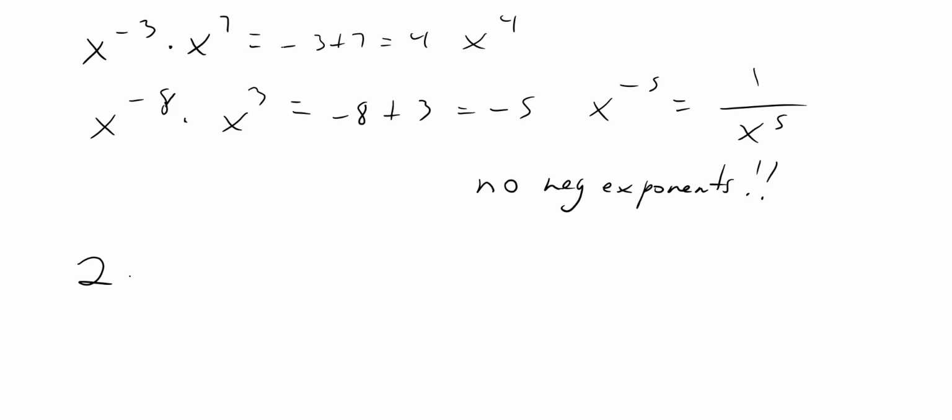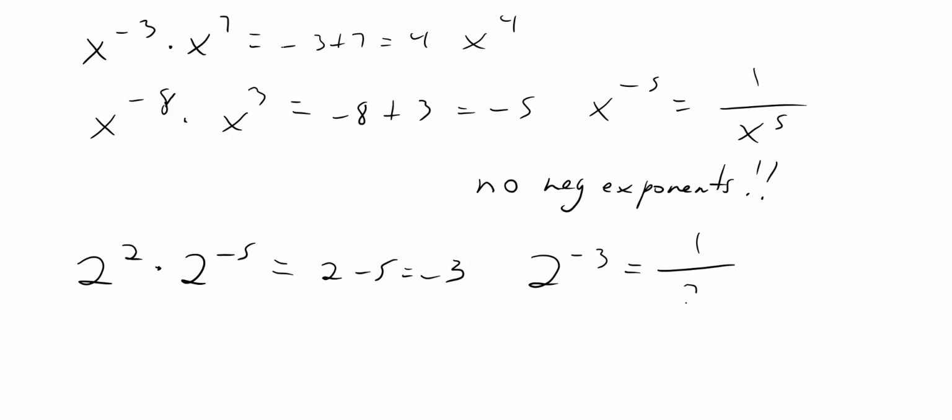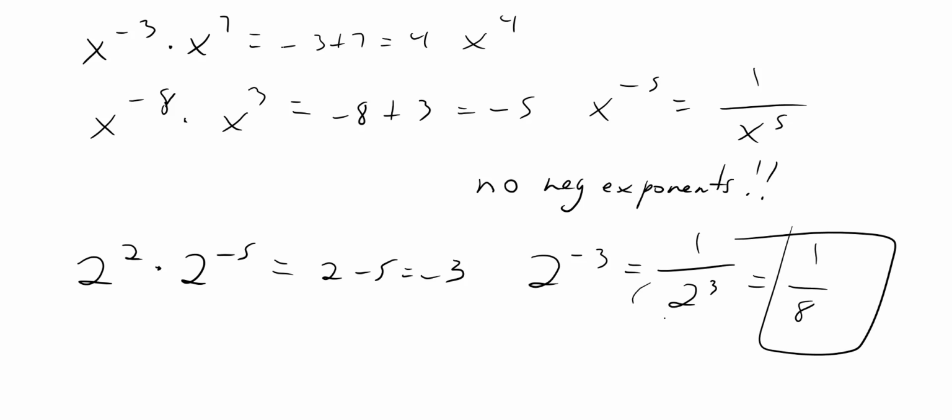So here, let's do it some with numbers. 2 squared times 2 to the negative fifth. I'll add them together. 2 minus 5 is negative 3. So you really have 2 to the negative third power, which is 1 over 2 to the third power, which is 1/8. Okay, remember you just put this in your calculator, 2 to the third power, and then it's 1 over that. Okay, so far so good.